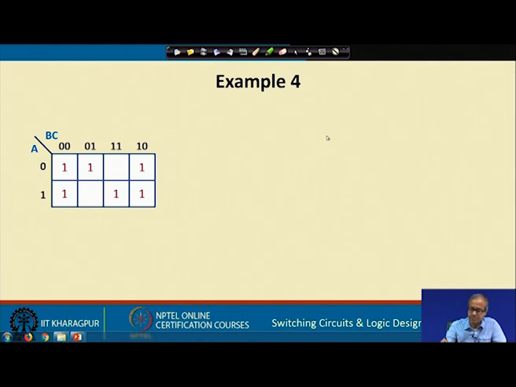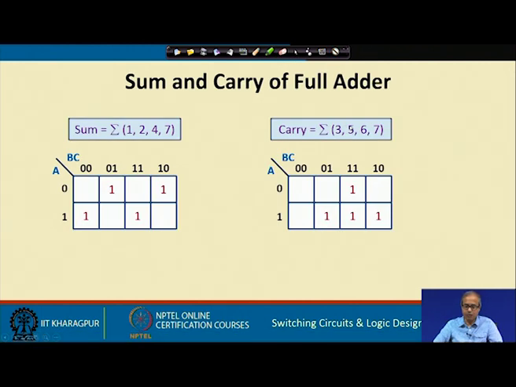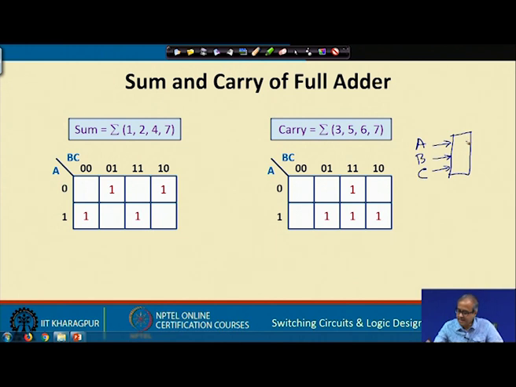Let us continue with our examples. Let us now look at a circuit which you have already seen earlier. We talked about a full adder. So, you recall what a full adder is. A full adder is a circuit which takes 3 inputs, 2 binary numbers A and B and 1 carry input, let us call it C. And in the output we get a sum and we get another carry.